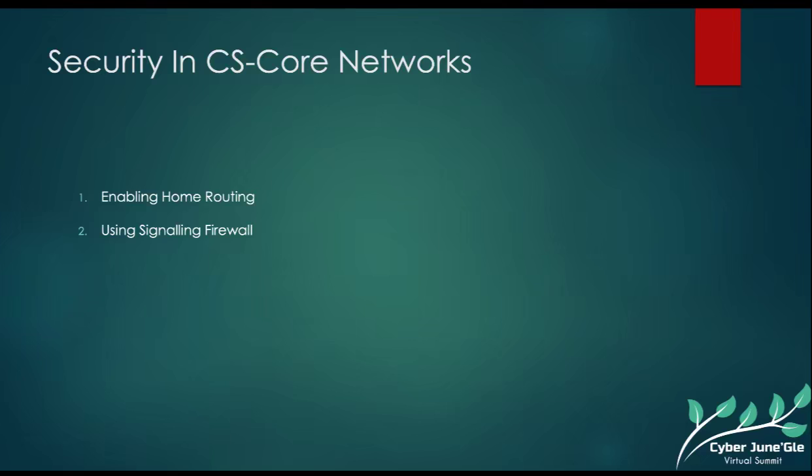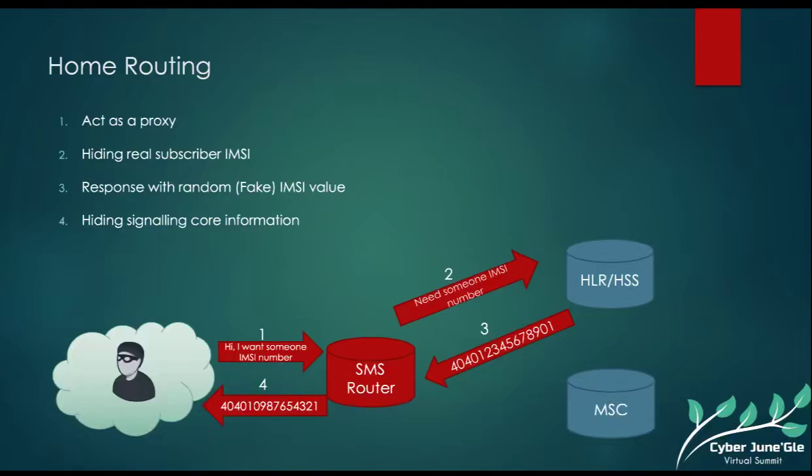Okay, security in the circuit switch network or CS core network. First thing is using SMS home routing, and the second mechanism is using signaling firewalls. Okay, cool. Home routing acts as a proxy, and its purpose is hiding the subscriber IMSI, which is very valuable information to perform hacking scenarios from the hacker's side.